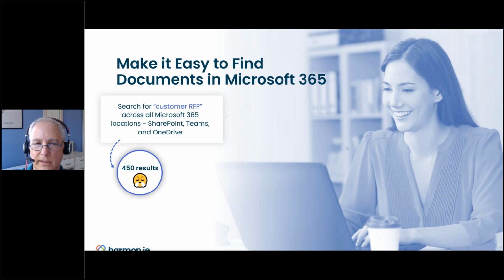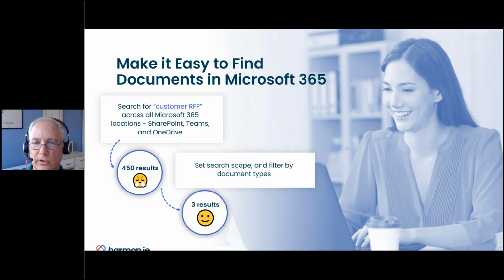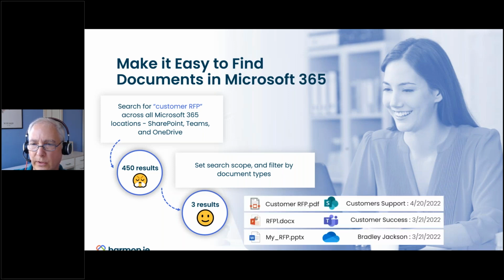Well, that's an awful lot, and that's the same problem I had before. But fear not, because what I can do then is set the search scope, like I do in regular search when I'm searching in Windows Explorer, and then use filters and sorting to narrow things down until I get down to those 3 results where I'm looking for those 3 documents. I found that it's a customer RFP, a SharePoint document, a Teams document, a OneDrive document, all in one place, and it's just super easy to get to. I can click through, open them, share them, work on them, and it's basically just one step.